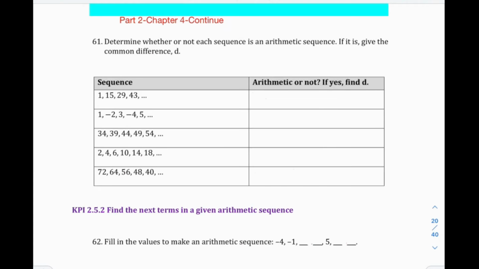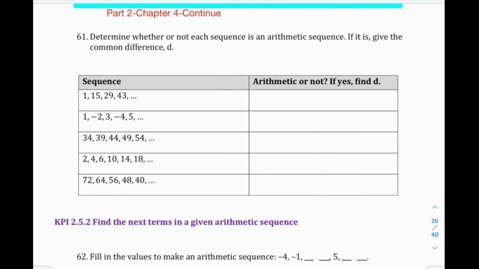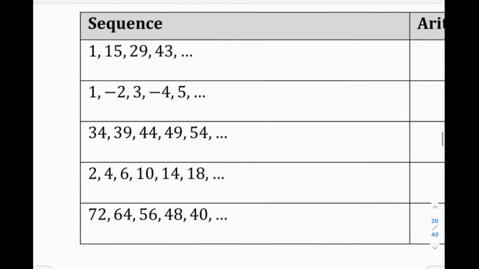Question 61. Determine whether or not each sequence is an arithmetic sequence. If it is, give the common difference D. When can we say that a sequence is arithmetic? If the difference between 2 consecutive terms is constant. For example, we are going to check the first one.